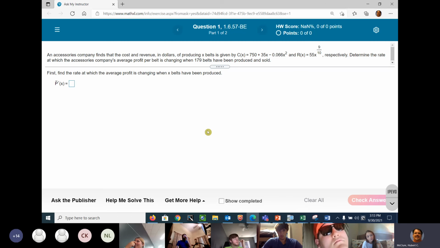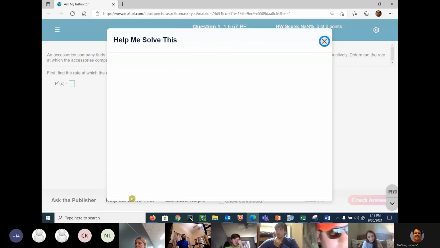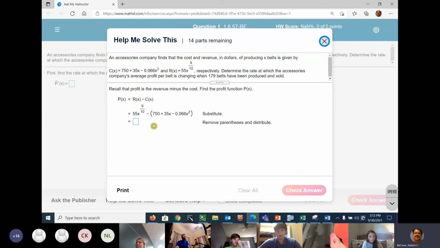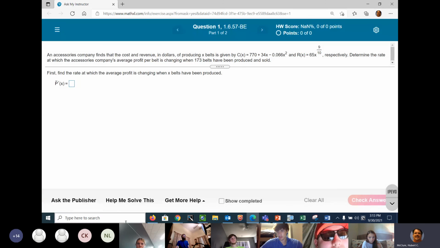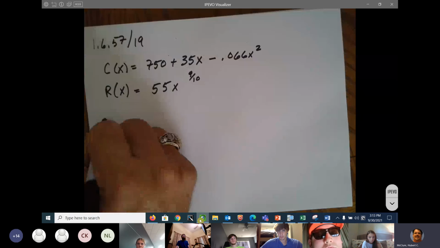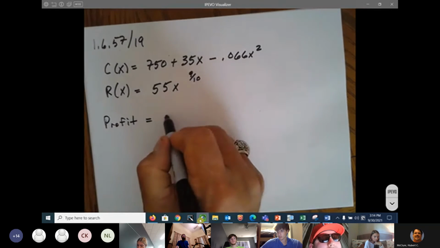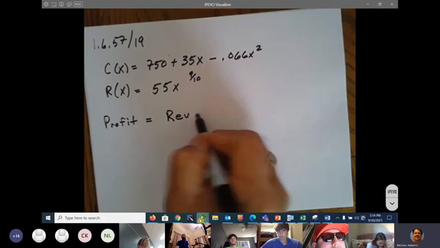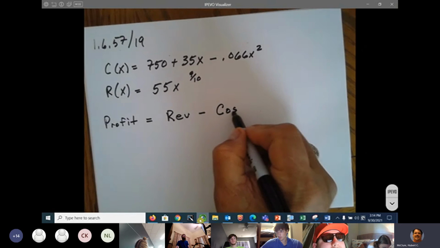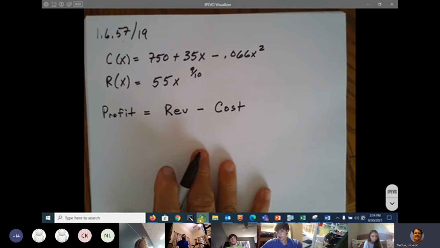Now, in some books, average profit means that you divide through by X. So I'm going to make sure there's a subtraction, and then average you're going to divide by X. I would assume, I think, yeah. All right, let's go ahead and subtract them. So let me go right here and do profit is equal to revenue, that's the money coming in, minus the cost that you put out to make whatever you made.